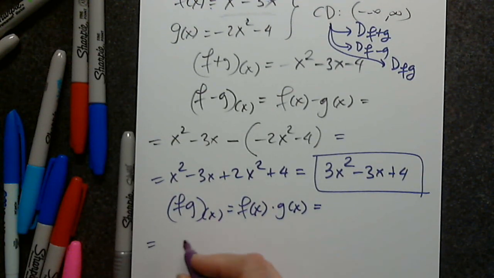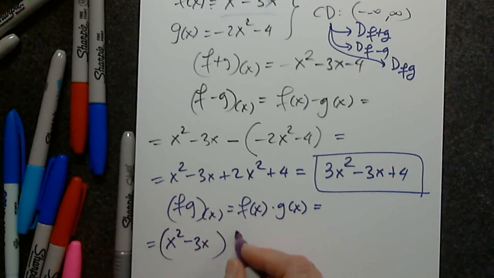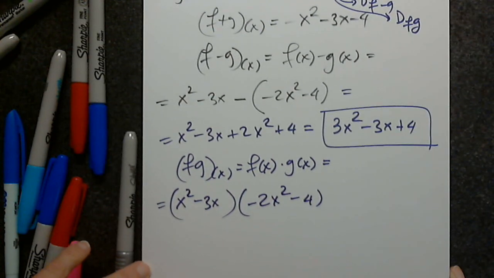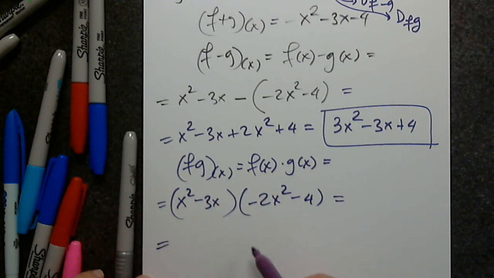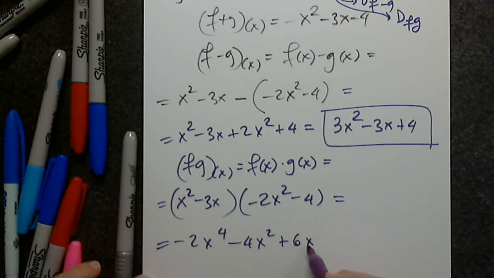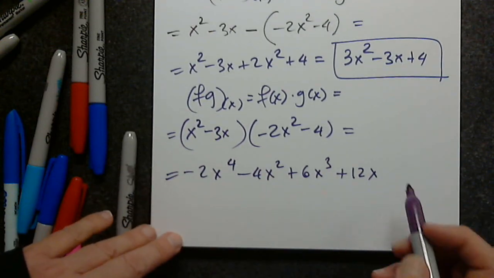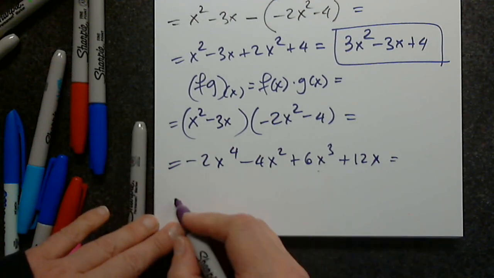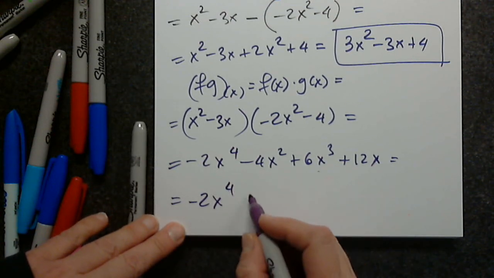cumbersome. So f of x, I replace it with x squared minus 3x, and then multiplied by negative 2x squared minus 4. These 2 are 2 binomials. I'm just going to use FOIL to distribute, combine like terms, etc., etc. So it's up to you how you want to multiply. So I'll multiply from here, and I get negative 2x to the 4th, then this minus 4x squared, then this plus 6x cubed, and then this plus 12x. There's nothing I can combine, but I will rearrange it. I don't like this. It's not correctly arranged in descending order.